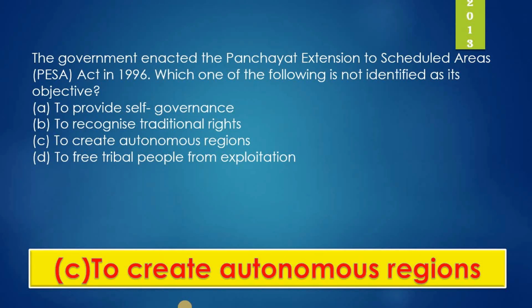Thus, both A and B are correct. And as far as option C is concerned, it is incorrect. This is because the Act does not allow any provisions for creating any autonomous region. So that's why it is incorrect.